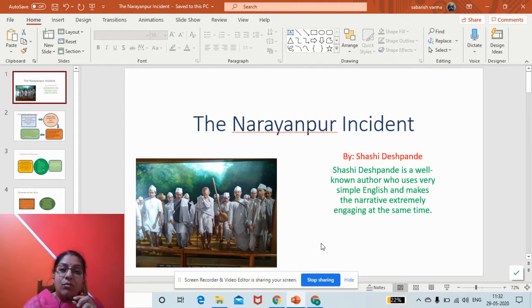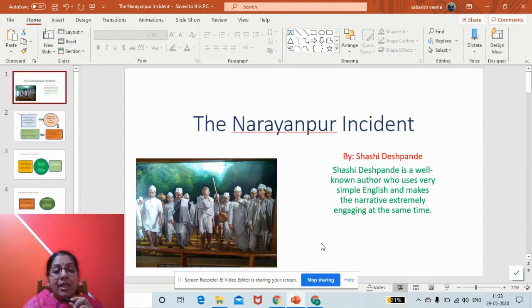So, generally, we won't use the article "the" in front of the names of places. Why did we do that here? Because we are stressing or emphasizing the incident, the Narayanpur incident. That is the reason why we have used the article "the" in front of that name.